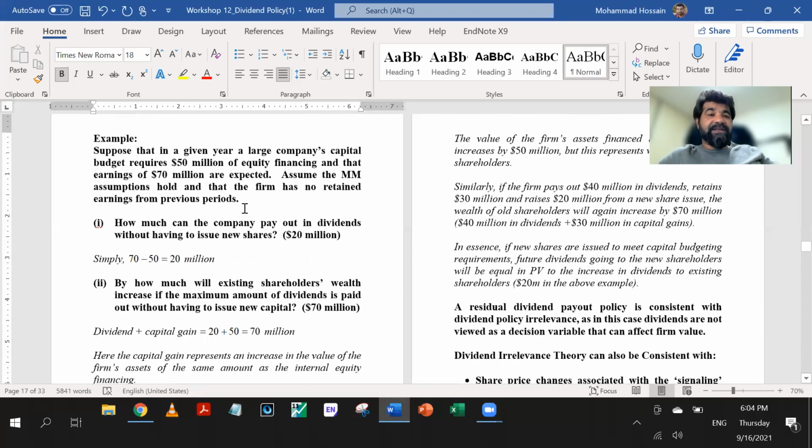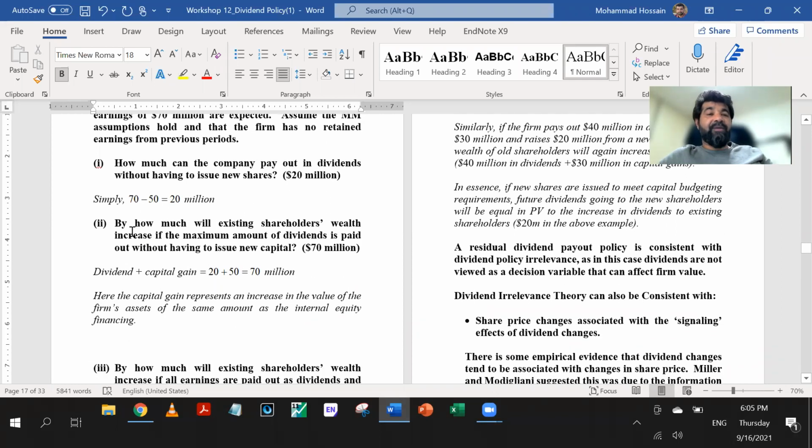And here is an example. Suppose that in a given year, a large company's capital budget requires 50 million of equity financing, and that earnings of 70 million are expected. Assume the Modigliani and Miller assumptions hold, and that the firm has no retained earnings from the previous period. How much can the company pay out in dividends without having to issue new shares? They expect to earn 70 million, and they need 50 million for their new investment. So 20 million will be left. They have just 20 million.